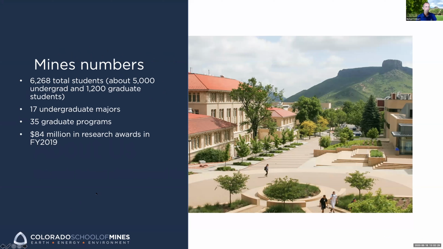A little bit about the school. We're a relatively small school, approximately 6,000 total students, 17 undergraduate majors, 35 graduate programs, and 84 million in research awards last year. So that's just demonstrating we're a relatively small school in total numbers, but pretty heavy in research. We try to compete with the bigger schools in research, even though we've got a much smaller size and smaller budgets. So we try to make do with what we've got.